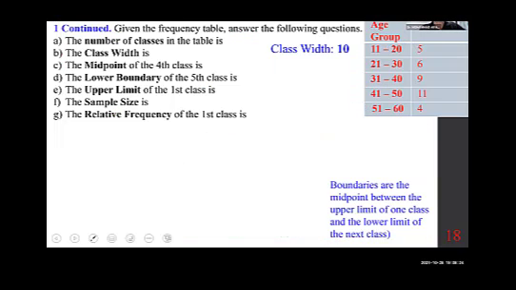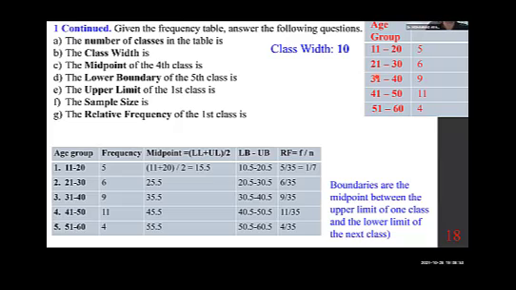We're going to continue here. What I'd like to do is show you how you can simplify what we just did using a table. This table was given, and we showed the class width is 10. Just pick up any two consecutive classes, 41 minus 31, for example. So we have the width, and the boundaries are the midpoints between the upper limit of one class and the lower limit of the next. So what I'd like you to see is the following.